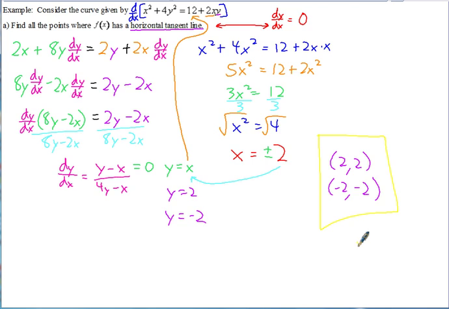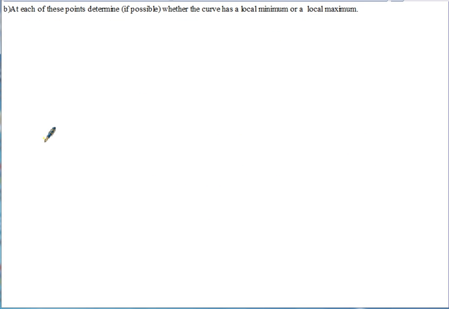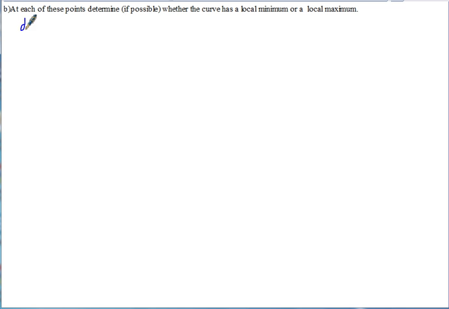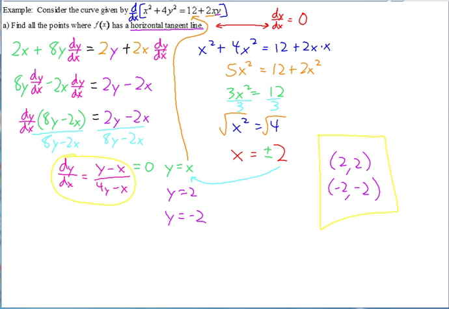And then, in part B, it says at each of these points, determine if possible whether the curve has a local minimum or a local maximum. So because our first derivative is in terms of x and y here, not just x, can't really use the first derivative test, but we can still use the second derivative test. So starting from right here, we can take the derivative of that. So the derivative of our first derivative, which was dy/dx, equals (y minus x) over (4y minus x).